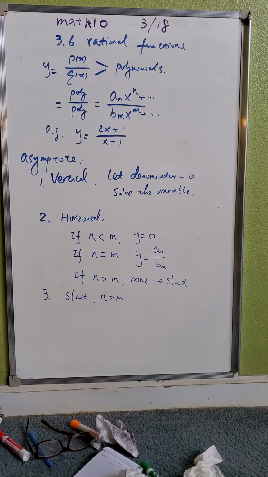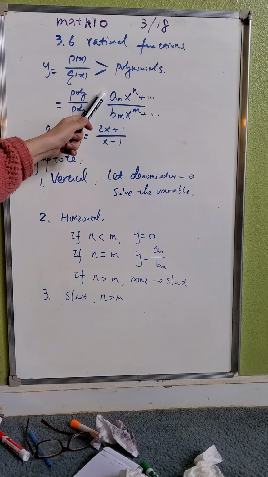Today we're going to do 3.6 and 3.7. On 3.6, we're going to learn about rational functions. What's a rational function first? A rational function is basically a function made up of a fraction. This fraction is a polynomial on the top and a polynomial on the bottom, so you get polynomial over polynomial.